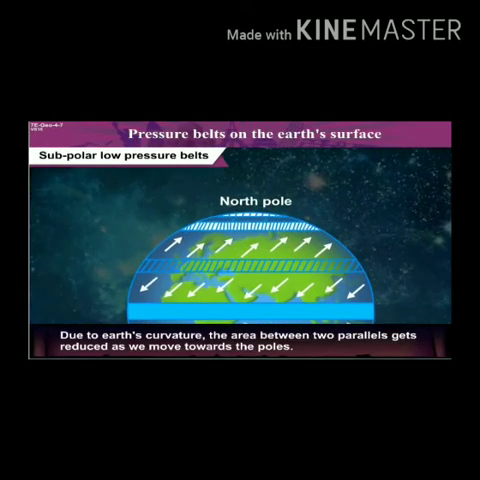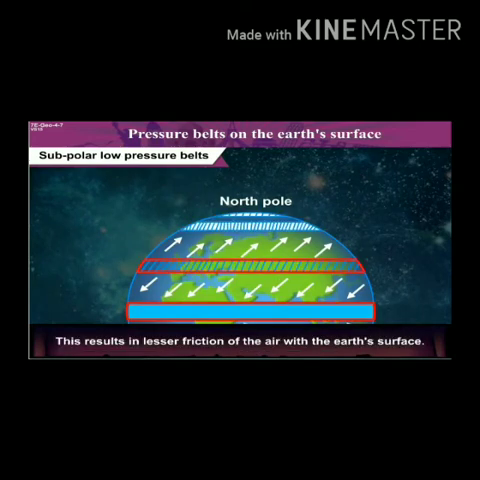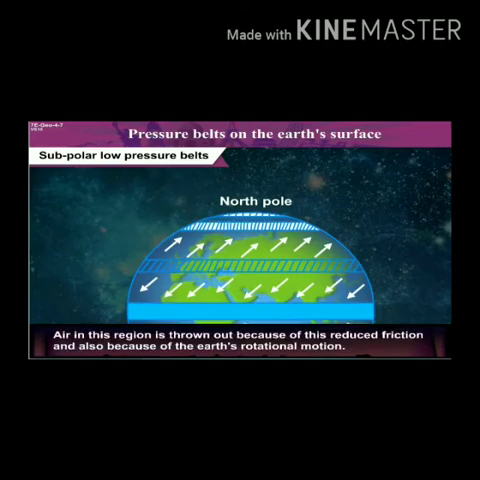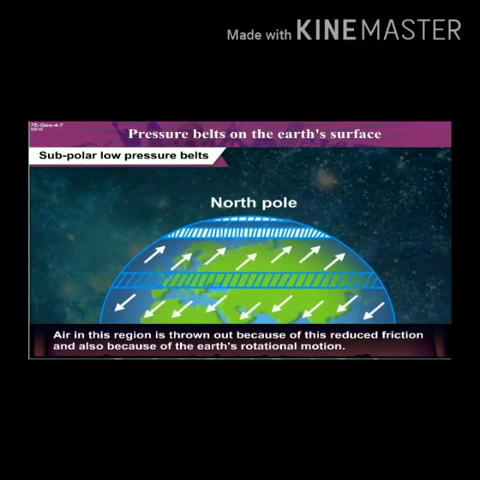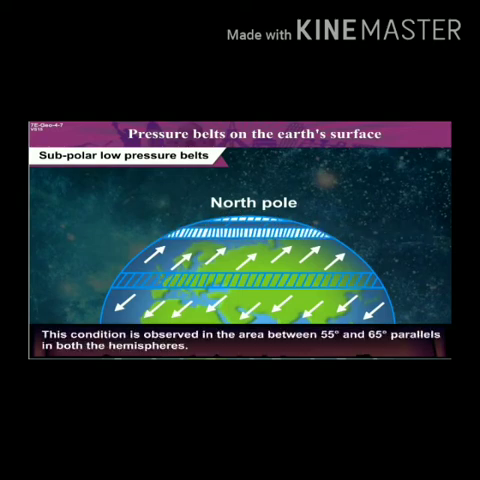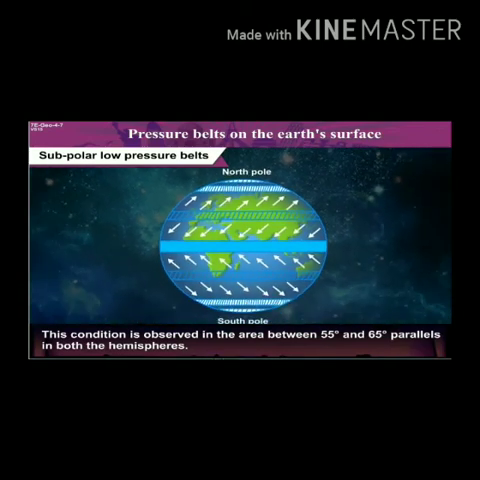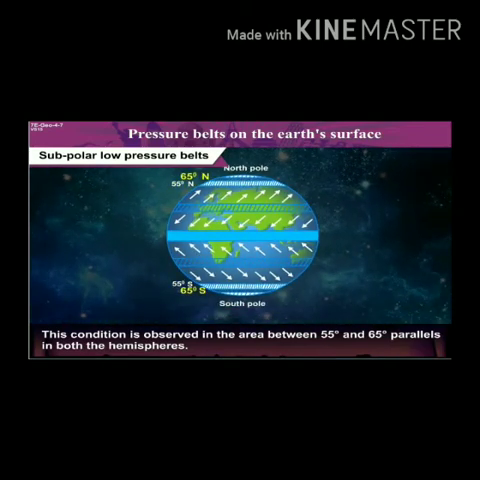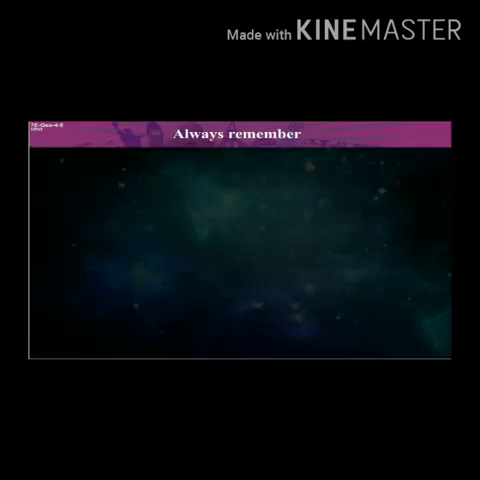Subpolar low pressure belts. Due to the Earth's curvature, the area between the two parallels gets reduced as we move towards the pole. This results in lesser friction of the air with the Earth's surface. Air in this region is thrown out because of this reduced friction and also because of the Earth's rotational motion. This leads to the development of a low pressure belt. This condition is observed in the area between 55 degree and 65 degree parallel in both the hemispheres.